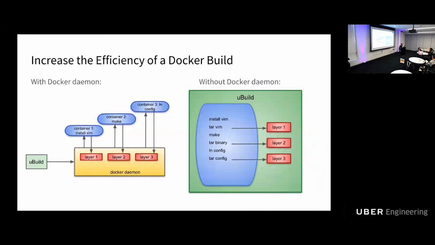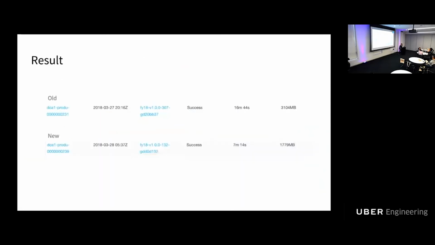distributed cache relatively easily. And finally, since we got rid of the dependency on Docker daemon, uBuild can now run in a shared cluster where Docker daemon is not necessarily installed. So here's our result. In comparison, as you can see, our build time is decreased by half, and our build image is decreased by almost half. So this is a good progress for us.